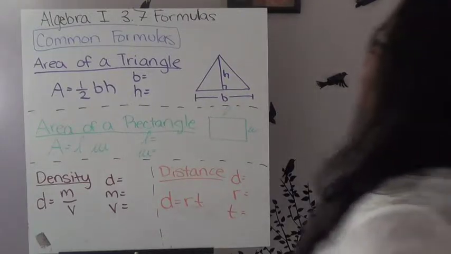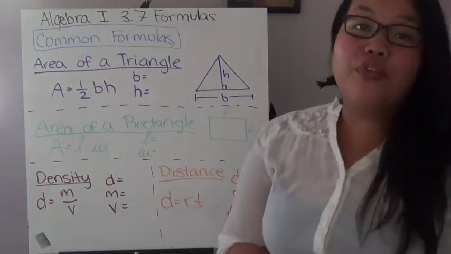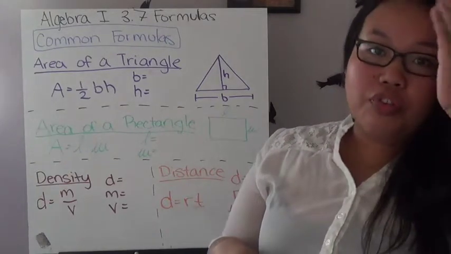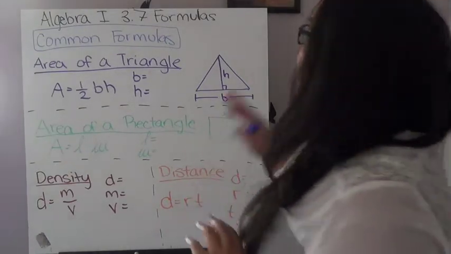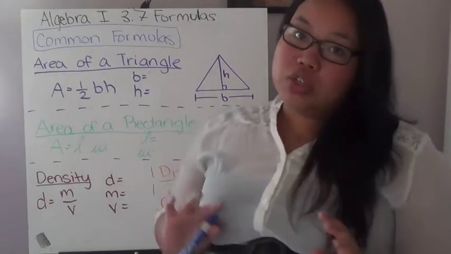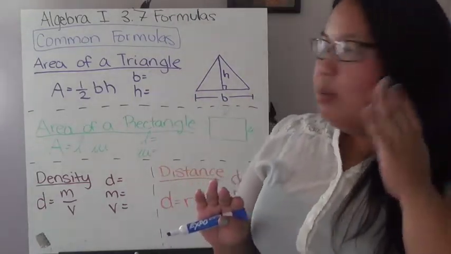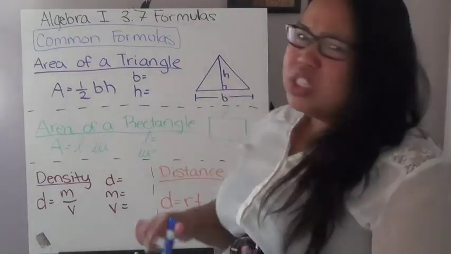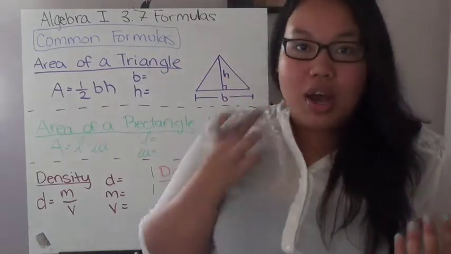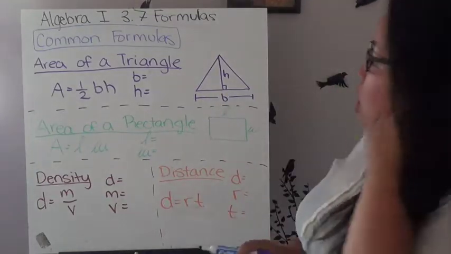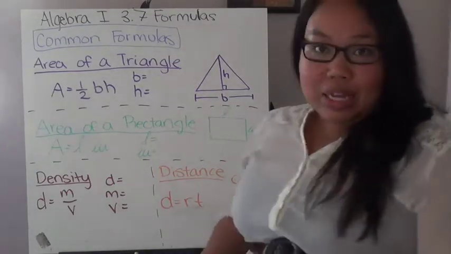In Algebra 1, section 3.7, we're dealing with formulas. These are preset formulas that we fill in and solve for the missing variable. These are some common formulas you're going to be using. In geometry, you're going to look into them more in depth, but these are basic formulas that you've probably seen before, but if not, they're simple and straightforward ones. So don't forget to write these down in your notes.